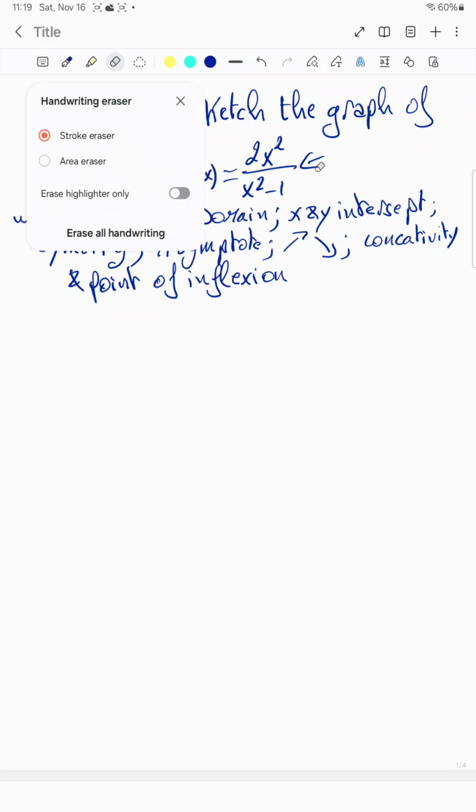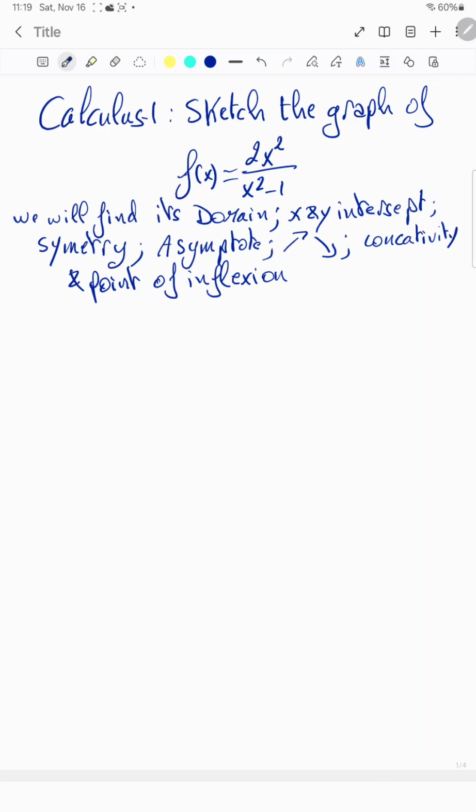In this video, we will sketch the function below, which is f of x is equal to 2x to the power of 2 divided by x to the power of 2 minus 1. To do that, we'll study its domain, its x and y intercept, its symmetry if it exists, the asymptote, when it is increasing, decreasing, the concavity, and the point of inflection. So let's start with its domain.